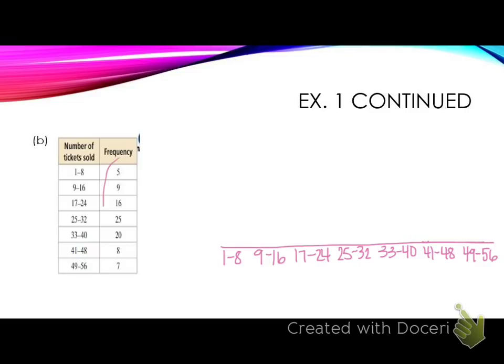Now, if we look at our frequencies, we see that our smallest number is a 5 and our largest number is a 25. So again, counting by 5s would be a perfect interval. So 0, 5, 10, 15, 20, and 25.